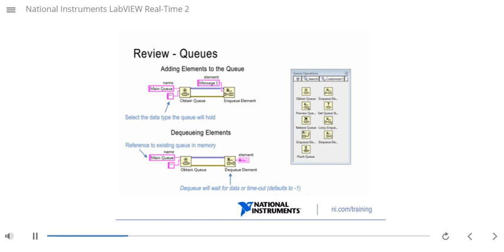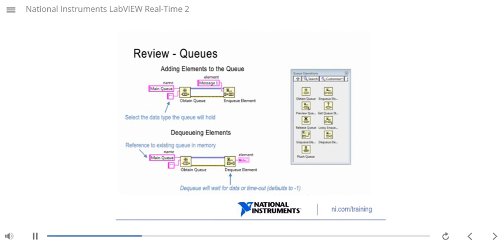And notice that on the adding elements to the queue graphic, we're passing an element of message 1 into the queue. That will be the same thing that comes out of the dequeue element function on the bottom portion in the element control. And there's also a number of queue operation VIs that you can use to work with these queues. We'll talk about some of them as we go.